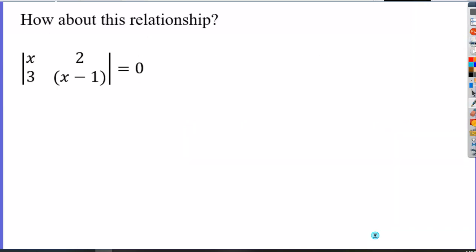Okay, check out this relationship. So this relationship is a 2 by 2 determinant, and it's saying that that value is 0. So let's see if we can solve this. And you can pause it and try it yourself if you want, and then pick back up.